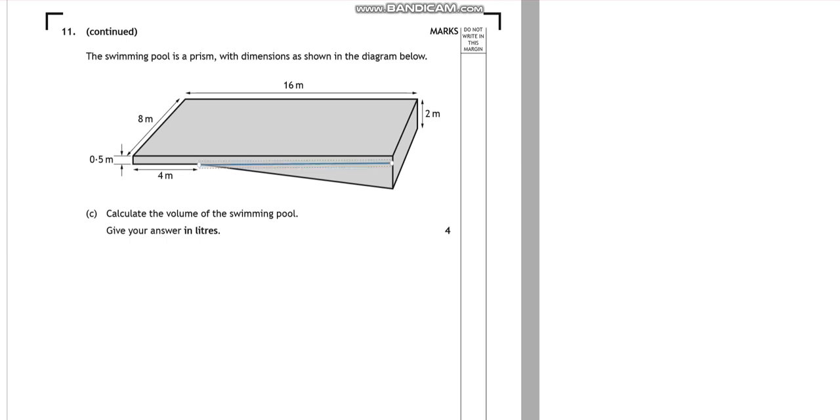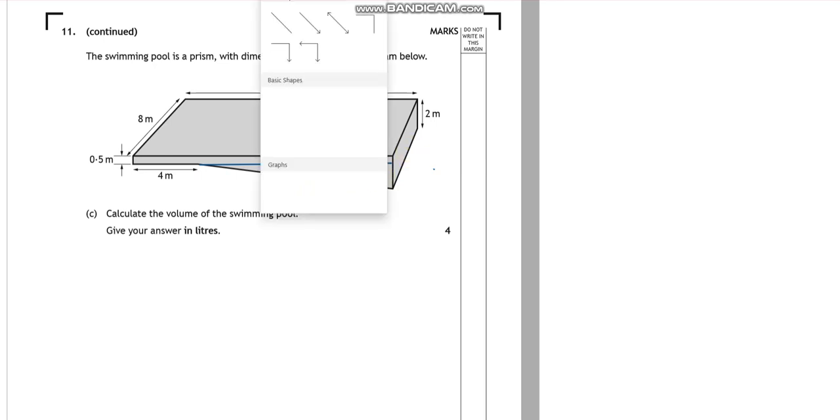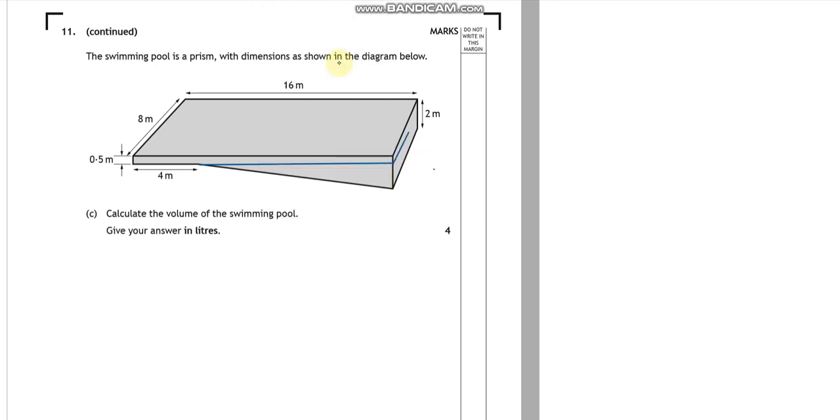2 shapes, okay? You've got a rectangular prism cuboid on top, and then you've got your triangular prism on the bottom. So you've got 2 different shapes to think about. And each time you're thinking about what does volume mean?